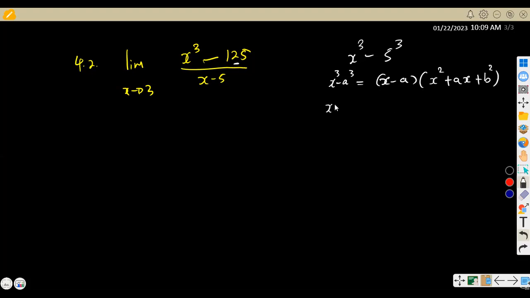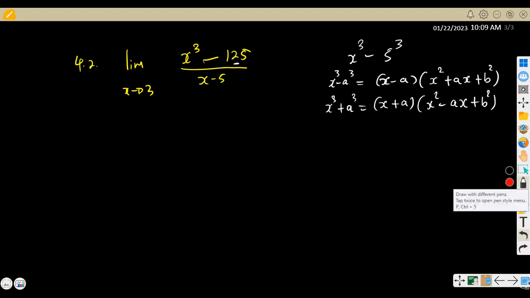Okay, if it is a positive, x cubed plus a cubed is going to be x plus a into x squared minus ax plus a squared. Okay, so take note of these identities. So this is what we are going to have here. All right, this is our x, the x that we have, and this is our a. So this is your x, this is your a.